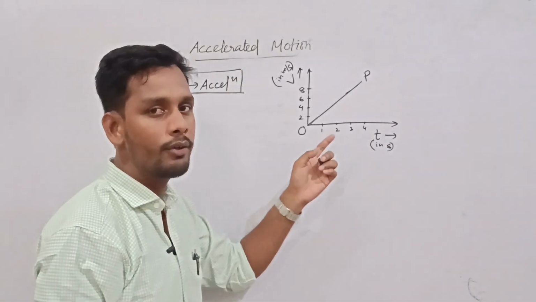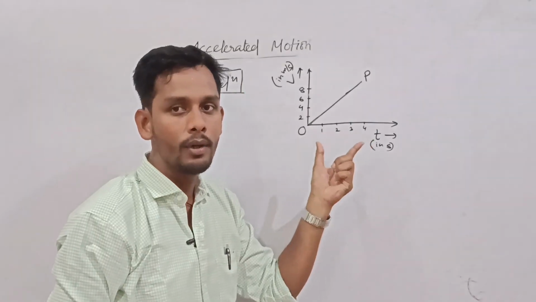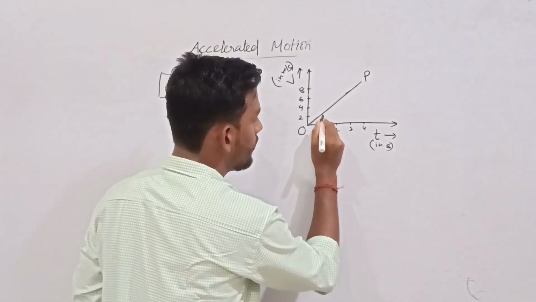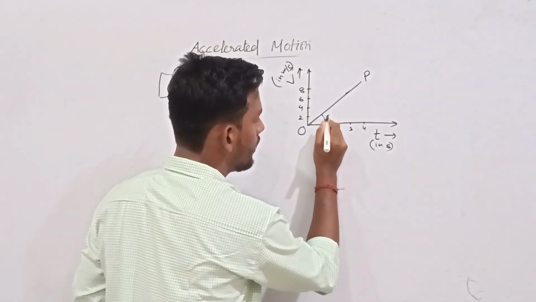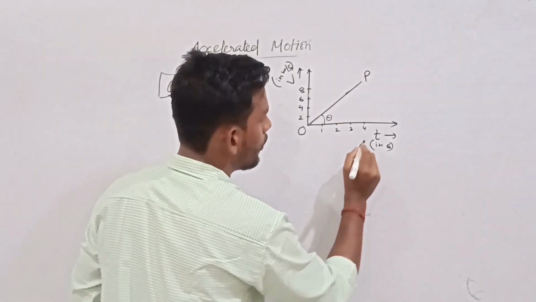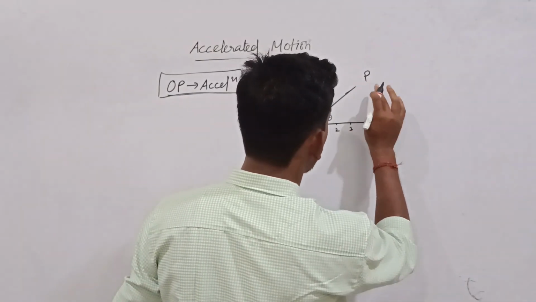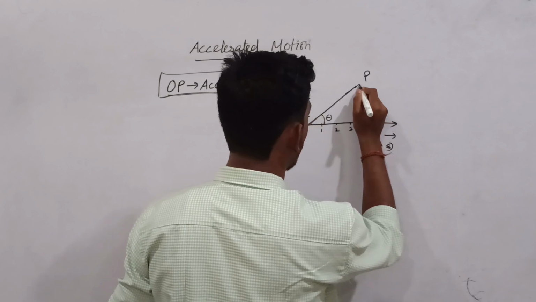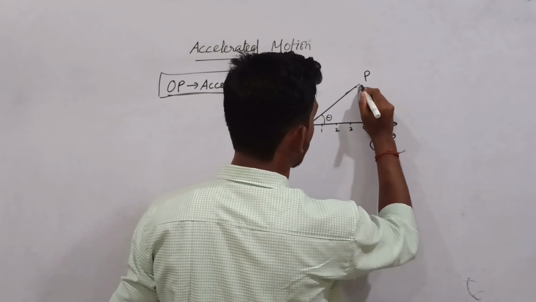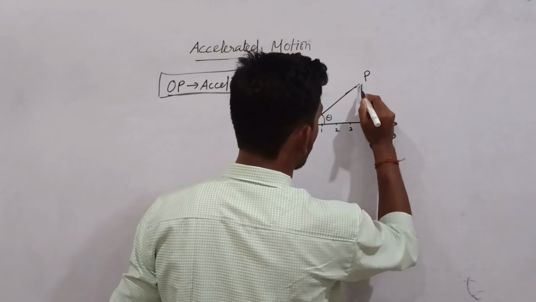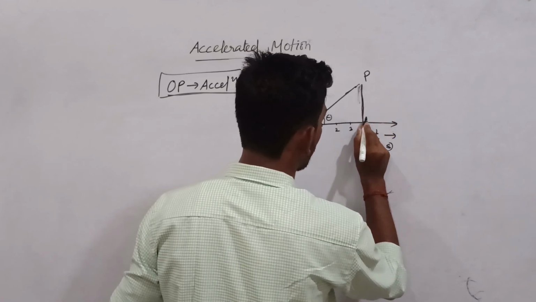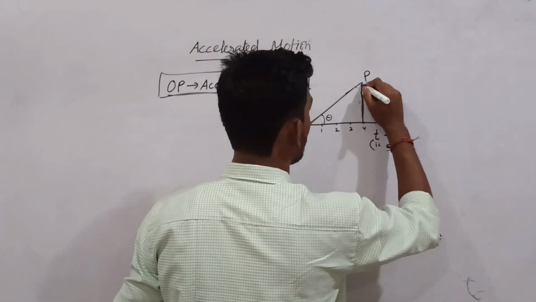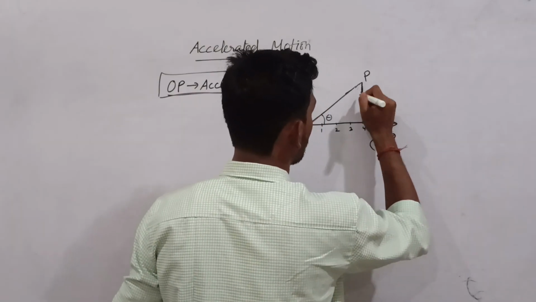Okay. How can you find the acceleration from this graph? For that, you should know the trigonometry also. What is the angle between this? Say the angle is theta. You have to draw a perpendicular from this point. So PM is the perpendicular.